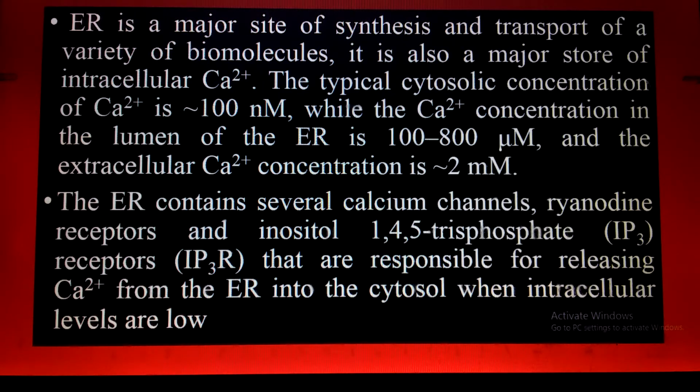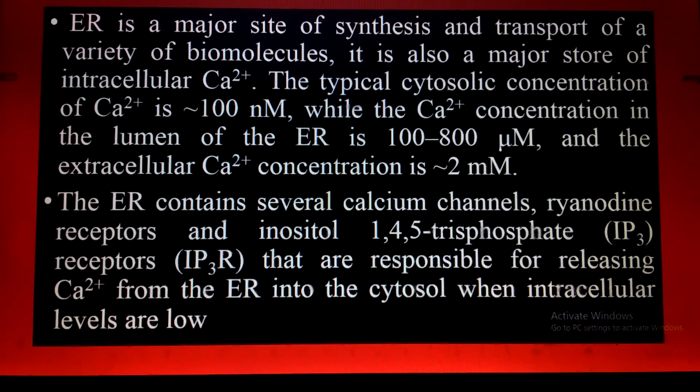The typical cytosolic concentration of calcium is 100 nM, while the calcium ion concentration in the lumen of the ER is 100 to 800 micromolar, and the extracellular concentration is 2 mM. The ER contains several calcium channels. Is it clear? And the ryanodine receptors and inositol receptors are responsible for releasing the calcium ion from the muscle.